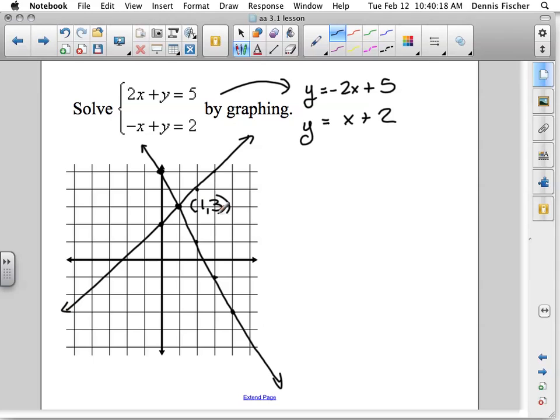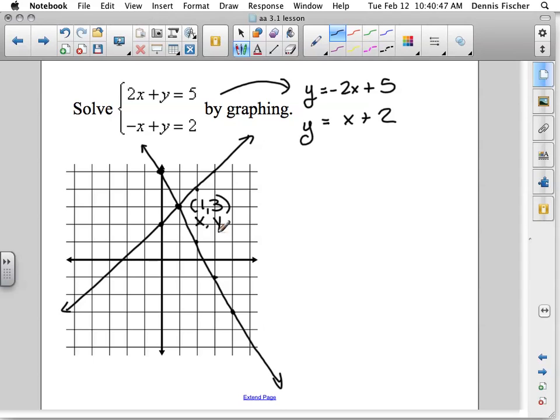That is my solution. You can check your solution. What I mean by checking your solution is this. Going back to the equation, this means my x is 1, my y is 3, correct? Going up here, 2 times 1 plus 3. Is it true? Yes. Try the next one. Negative 1 plus 3 is 2. Does it work in both equations?